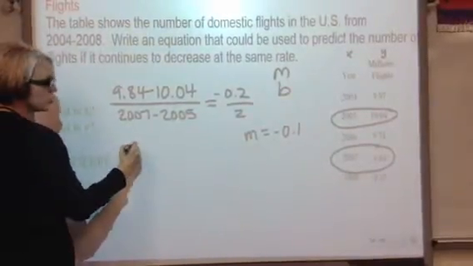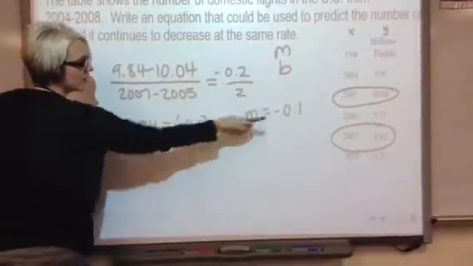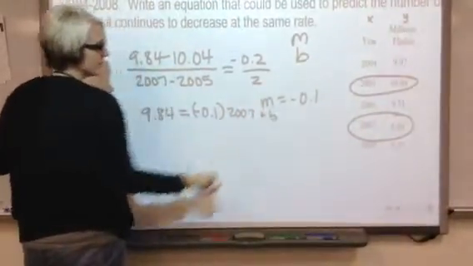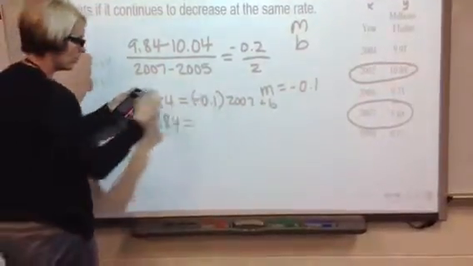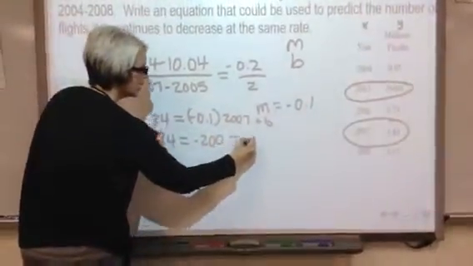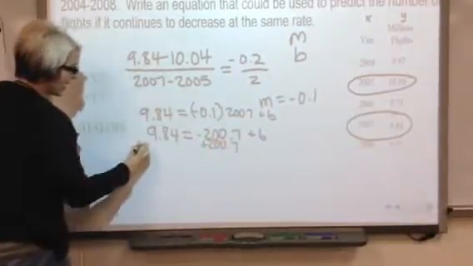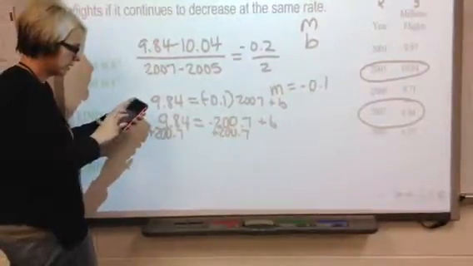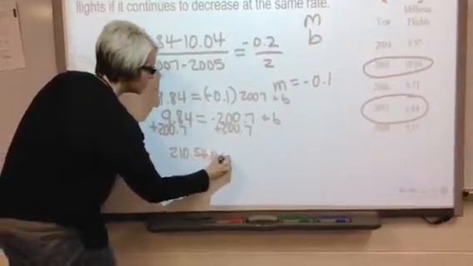That's okay. So I do y equals m, we just found that here, remember, times x plus b. So I have 9.84 is equal to negative 0.1 times 2007, and I get negative 200.7 plus b. Now I have to add this. And so I add 200.7 plus 9.84. And I get 210.54 is equal to b.